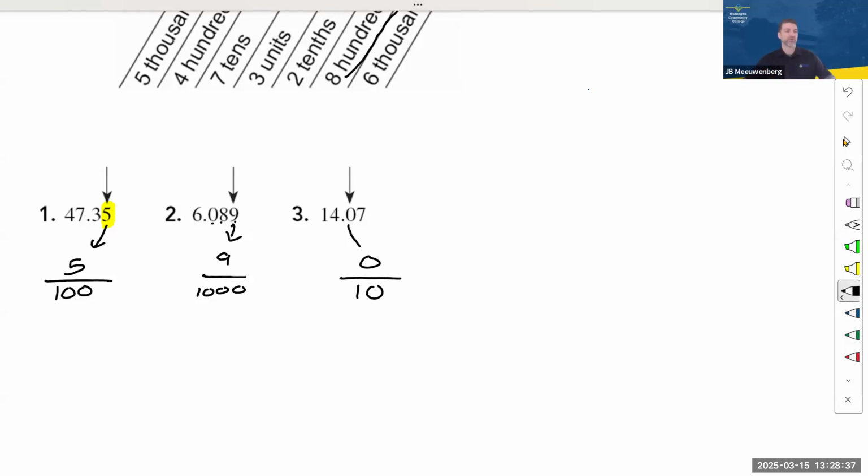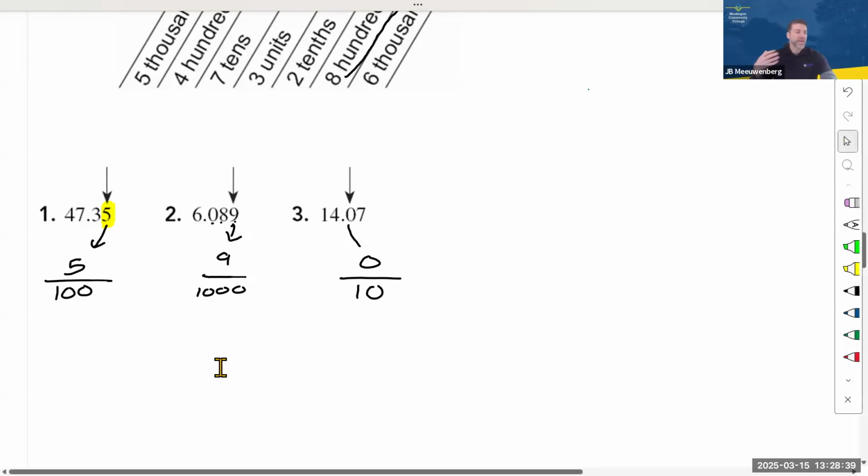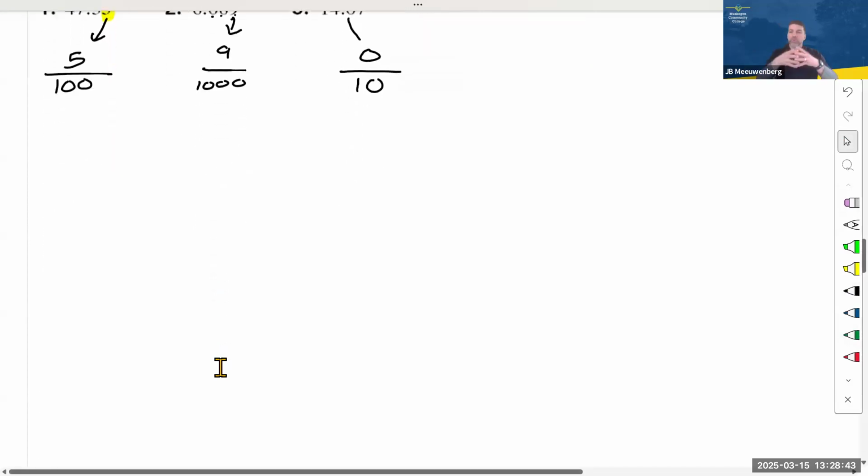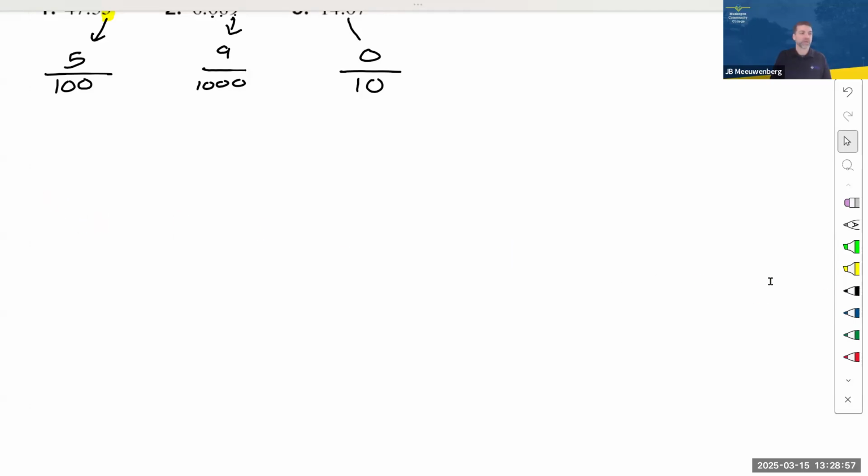So why did I have you do this exercise? Because, and again, we did this when we were talking about whole numbers, we looked at numbers in expanded form. So just like whole numbers, decimals can also be written in expanded form. Write this out for you. Expanded form.